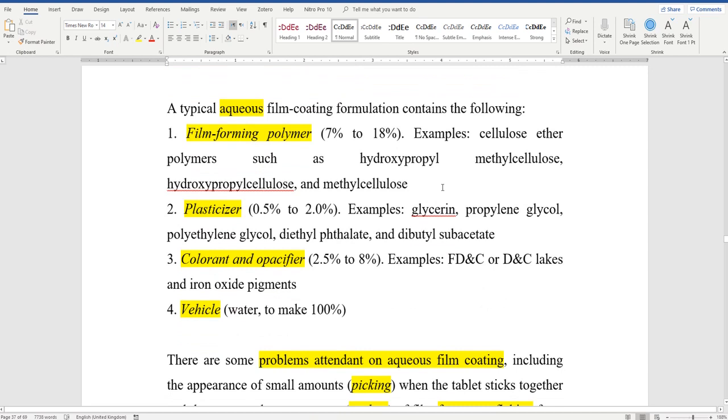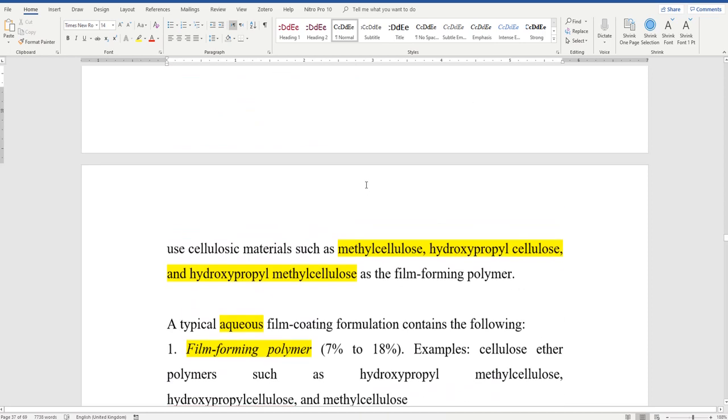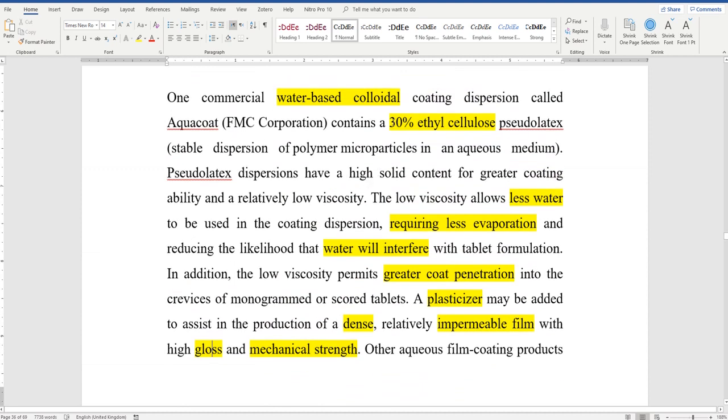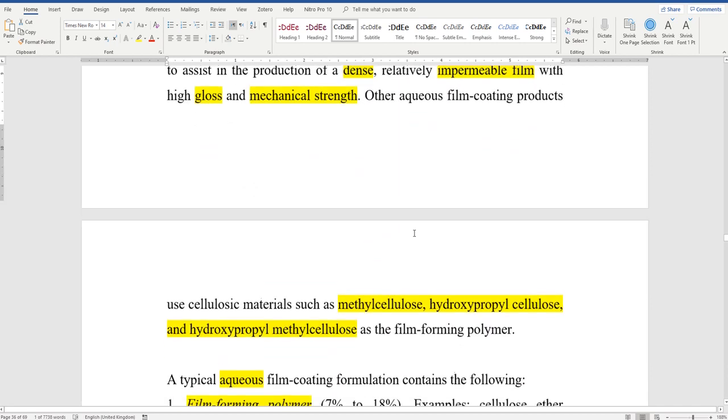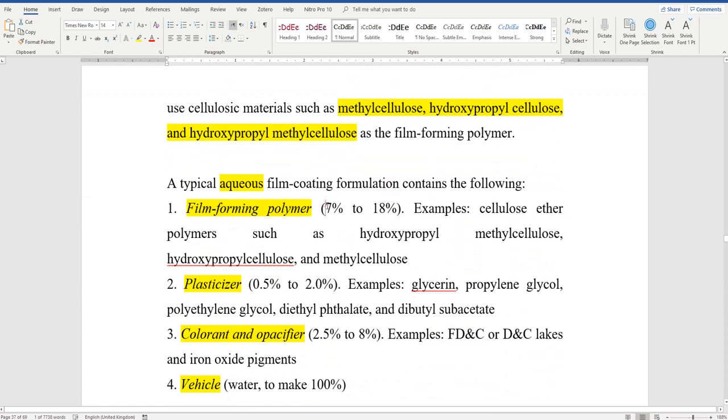So what are the constituents or the composition of a film coating solution? Number one is the polymer, or what we call the film forming polymer. In our example, we talked about a special polymer preparation available in the market with 30% ethyl cellulose, and this is considered very high. Normally, the polymer concentration will be from 7 to 18%.